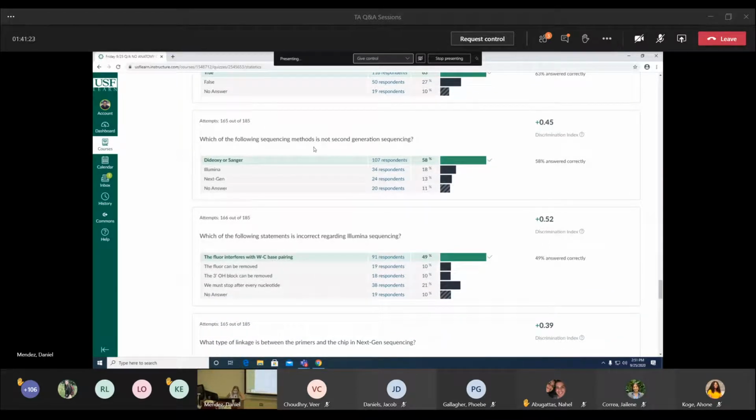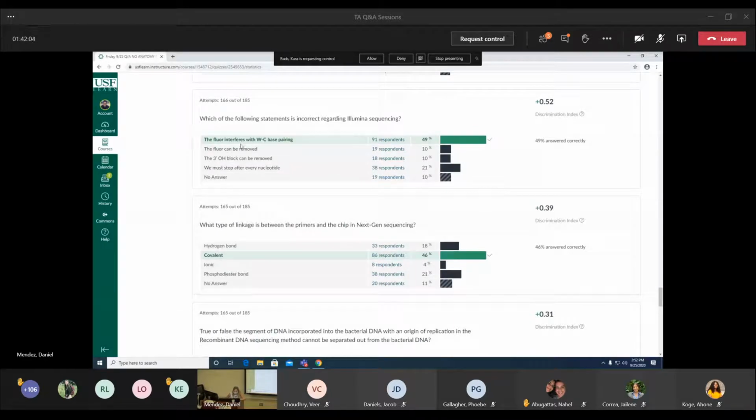Which of the following sequencing methods is not second generation sequencing? That's going to be the dideoxy or Sanger method. We're only doing one template at a time with this DNA sequencing method. That's why it's good to double check something and make sure, but not to sequence a lot of things at once because it's more time consuming. That's why we have these massively parallel sequencing techniques. Like Illumina and NextGen, you can do multiple templates at the same time, and that's why we call them massively parallel.